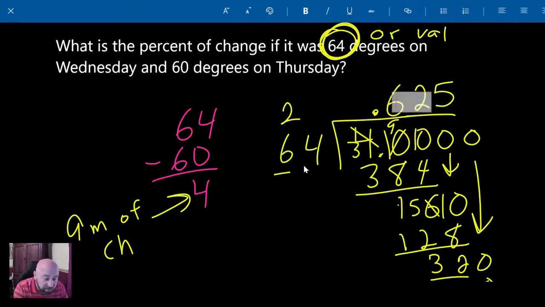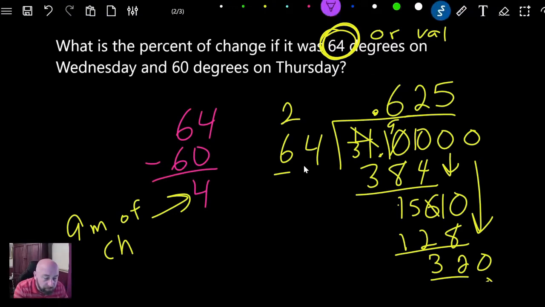That 6 should be moved over 1. This whole thing should move over 1. And the 6 should be here. There should be a 0 here. I didn't put my space holder. All right. And so that was 2, 5.